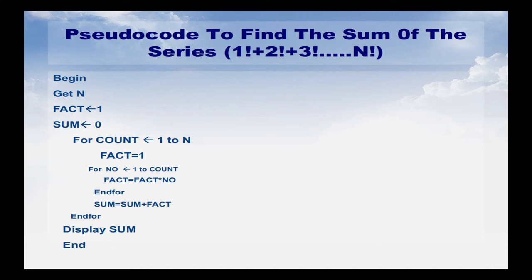Now here you can see there are two for loops. The outer for loop computes the sum, and the inner for loop computes the factorial. Together, these two for constructs are nested structures. And finally, when you exit both the for constructs, you end up displaying the sum of factorials.